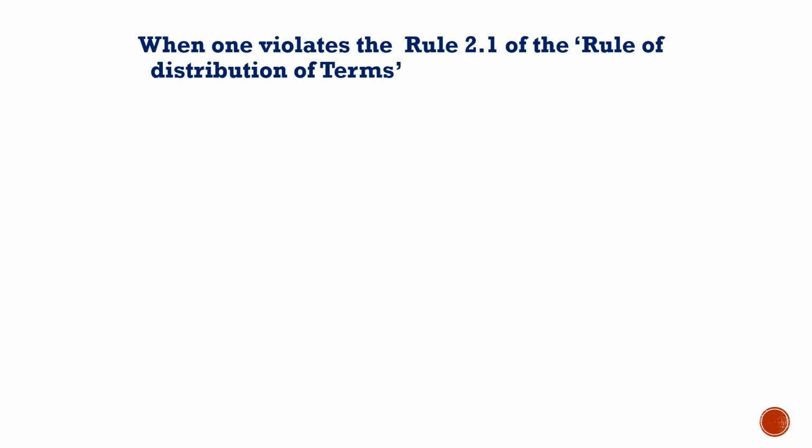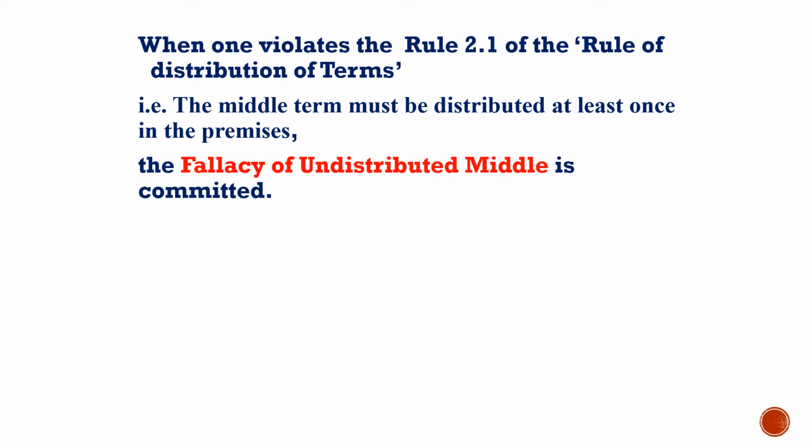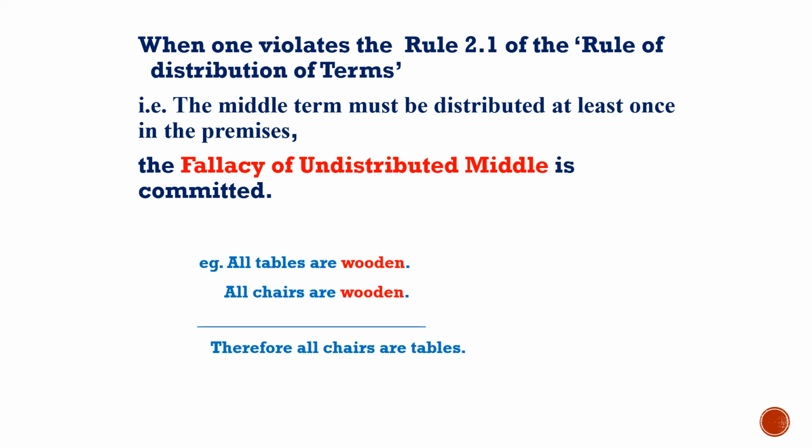Now we come to the violation of this rule, rule 2.1 of the rules of distribution of terms, that is, the middle term must be distributed at least once in the premises. If we violate this rule, then we commit the fallacy of undistributed middle. Let us take an example. All tables are wooden, all chairs are wooden, therefore all chairs are tables.